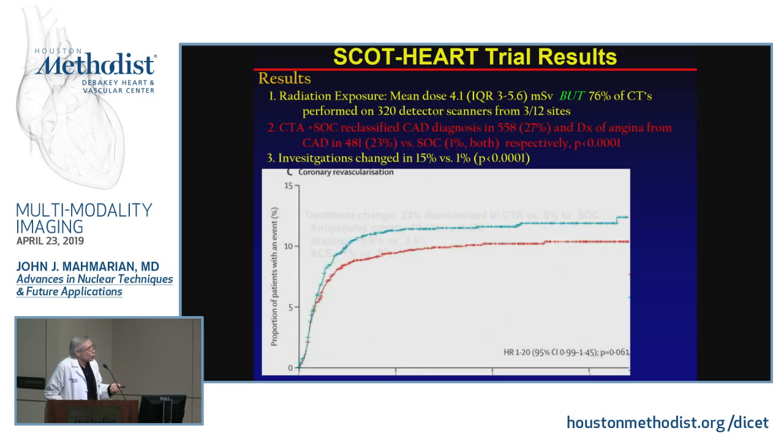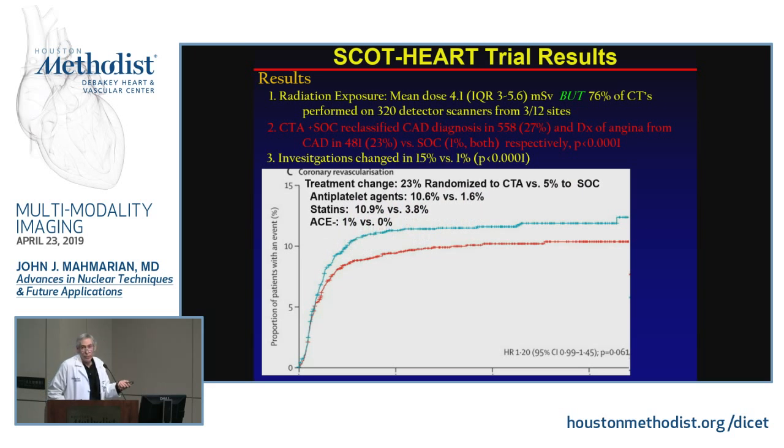The issue with this study was that with treadmill testing, therapy wasn't changed. So people got the same therapy because they didn't know they had coronary disease. They couldn't really tell from the treadmill test results, whereas with CT, they knew they had plaque. So a lot of them got changed in terms of their therapy. And you can see here, 23% randomized to CTA versus 5% randomized to treadmill testing actually had a change in therapy, which were antiplatelet agents, statins, and ACE inhibitors.